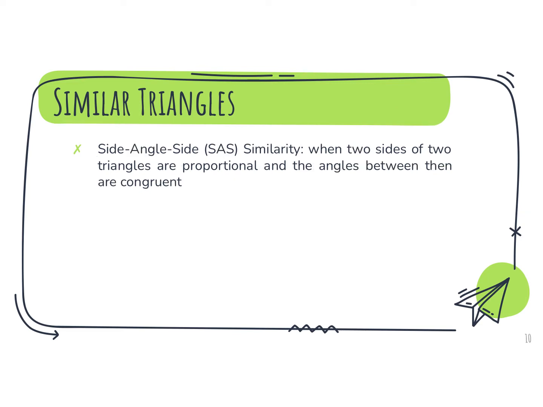Now, side angle side similarity. This one gets a little tricky for people because the angles are congruent, sides are proportional, and you also have to look for the angle in between two sides. So I'll show you an example of what it looks like, and then I'll show you an example of what it doesn't look like.